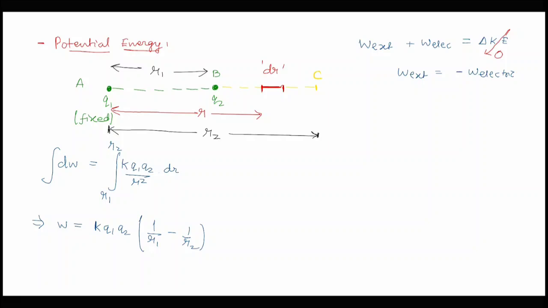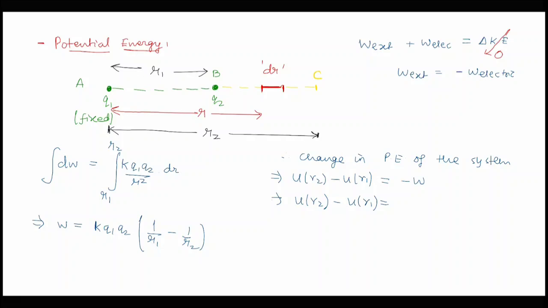So the change in potential energy of the system can be written as U R2 minus U R1, which is the negative of work done, equal to minus W. We obtain this expression as U R2 minus U R1 equal to K Q1 Q2 times 1 by R2 minus 1 by R1.